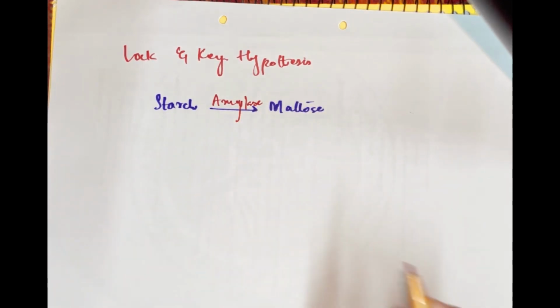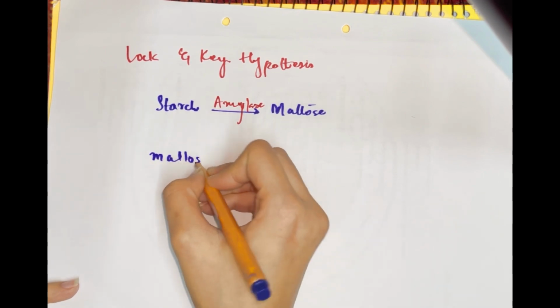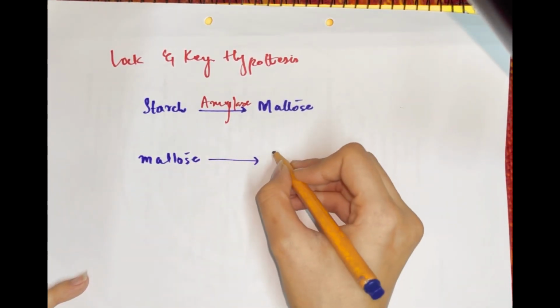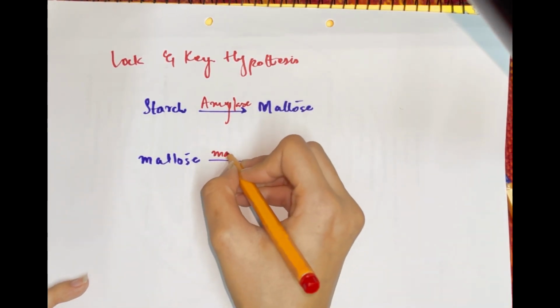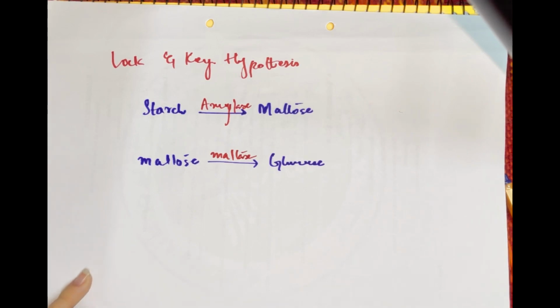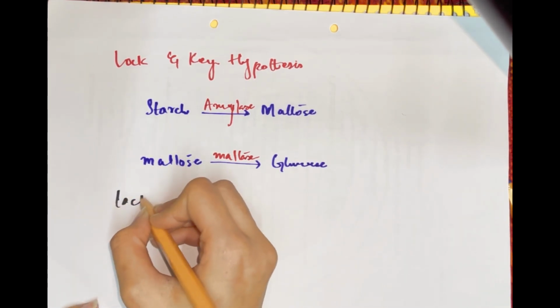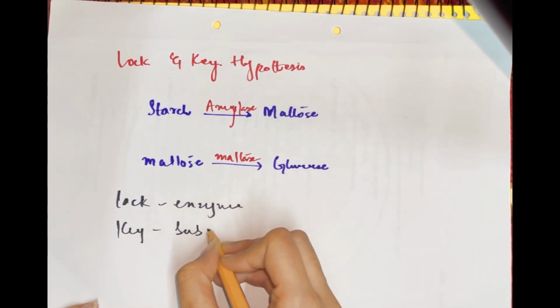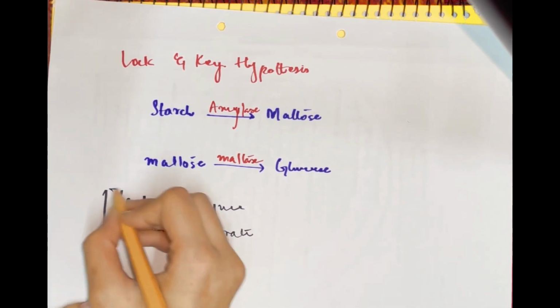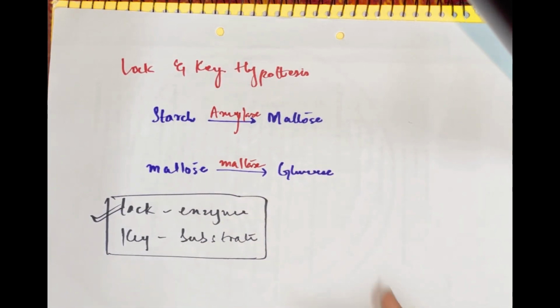All right, and let's take another example. We say that the maltose is being converted into glucose with the help of an enzyme called maltase. What we need to determine is what is the lock and what is the key in these reactions. Always remember that the lock is an enzyme, whereas the key is always the substrate. If you students remember this trick, it will be very easy for you to solve all such MCQs.